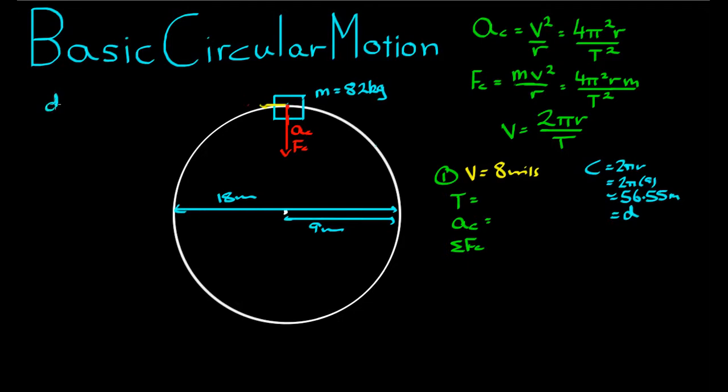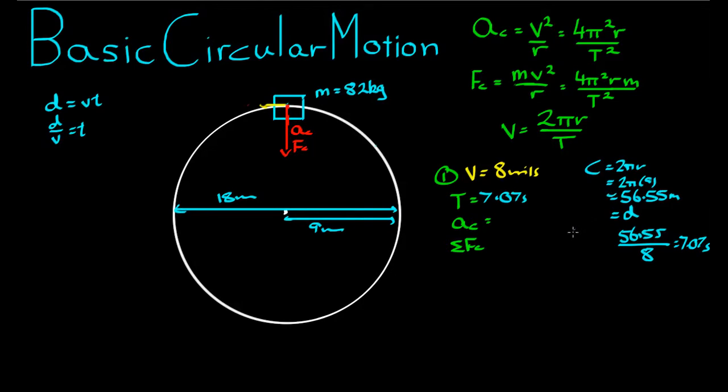We know the other formula, distance equals velocity times time. So distance over velocity equals time. The time it takes to complete one full circle is equal to 56.55 over 8, which comes to 7.07 seconds. So the period is equal to 7.07 seconds. You might get a slightly different answer because we're approximating pi.